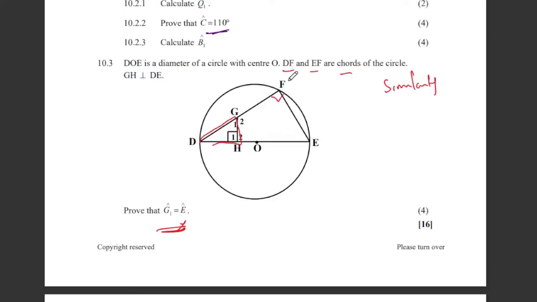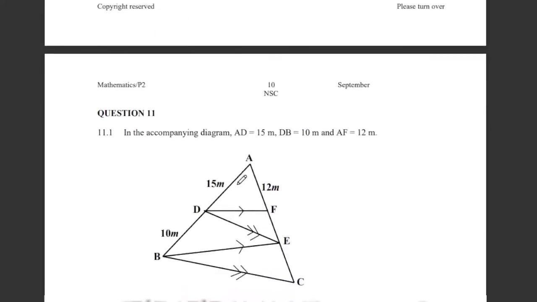So you can start by telling us that F is a 90. Why? This is a diameter, so that's an angle in a semicircle. That is true. We have D that is being shared by the two triangles. So which means G1 will be the same as E, the remaining angles of a triangle. And that's what they wanted. So prove the similarity, you're good to go. Just know what to do, highlight if you can.